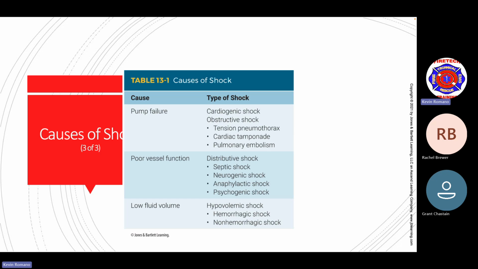And as we can see here, going over the different shocks, pump failure, cardiogenic, obstructive, like a tension pneumothorax. These are your obstructive shocks. Cardiac tamponade, pulmonary embolus, tension pneumothorax.